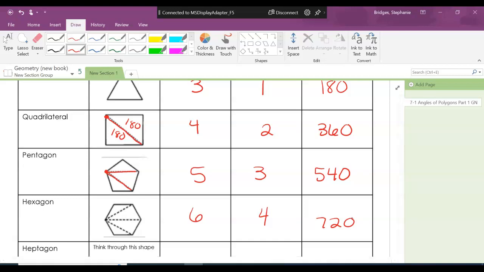Okay, so before we move on, I want you to look at 2 columns. I want you to look at the number of sides and the number of triangles. And I want to see if you can notice a pattern in the number of sides versus the number of triangles. So if I have 3 sides, that's 1 triangle. If I have 4 sides, that's 2 triangles. If I have 5 sides, that's 3 triangles. And if I have 6 sides, that's 4 triangles. Does anybody notice a pattern there? Number of sides versus how many triangles?